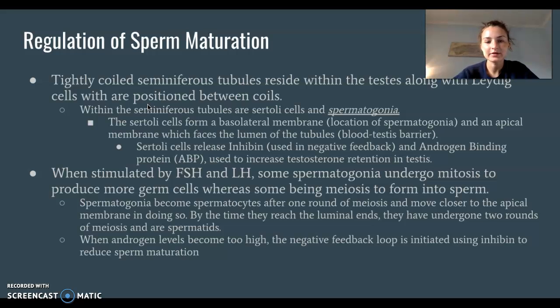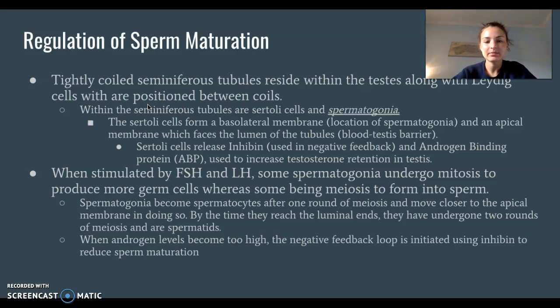So as mentioned earlier, the Sertoli cells release inhibin used in the negative feedback, and they also release ABP, which was also mentioned earlier, which is androgen binding protein. And this is basically used to increase testosterone retention in the testes by making testosterone less lipophilic.